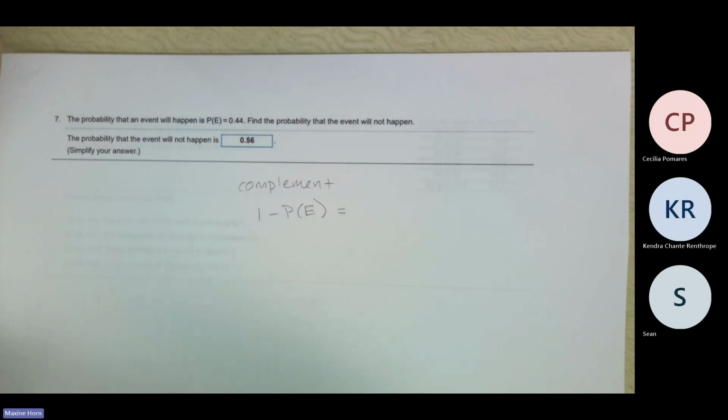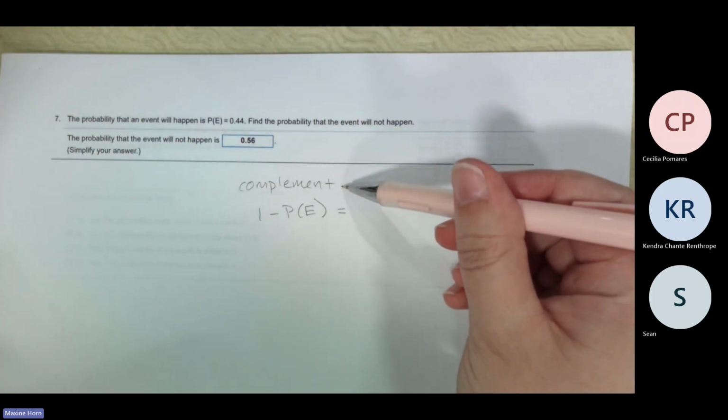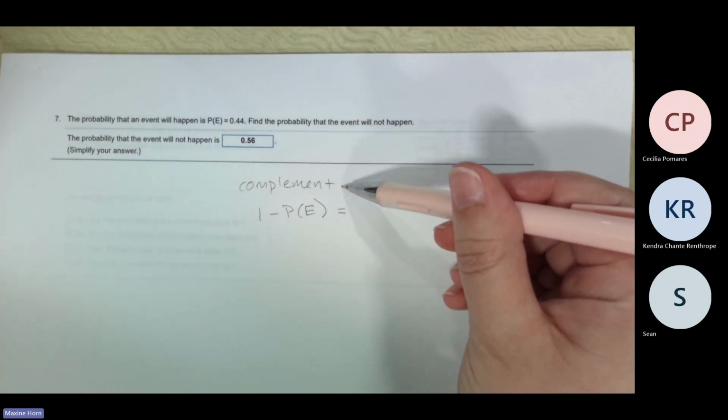So if I said there's a 30% chance that it's going to rain tomorrow, then I would also need to say that there's a 70% chance that it won't rain tomorrow, because 70% plus 30% is 100%. So oftentimes when we're talking about probability, it can be easier to find the complement of the thing you're looking for and then subtract it from 1.